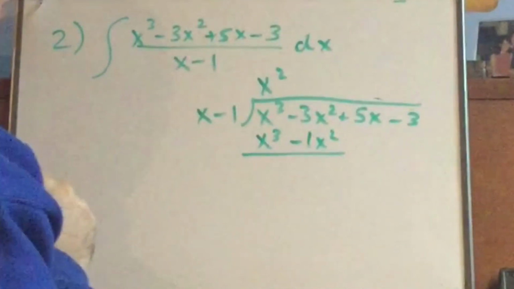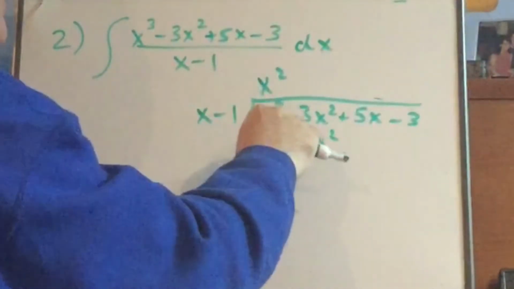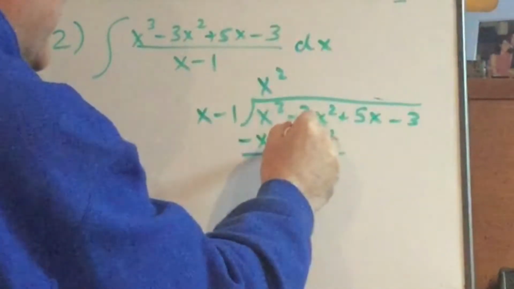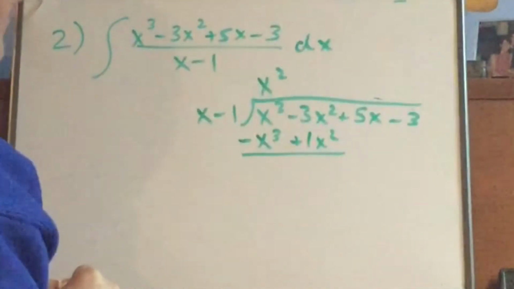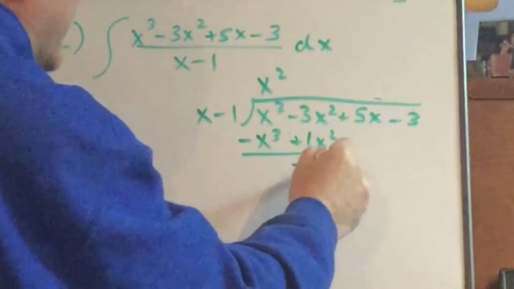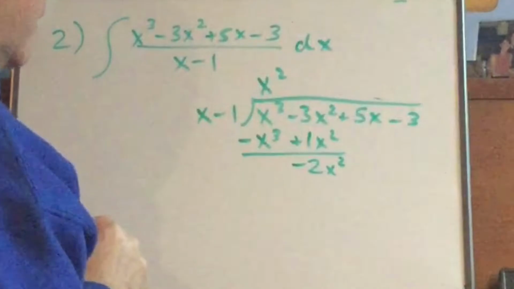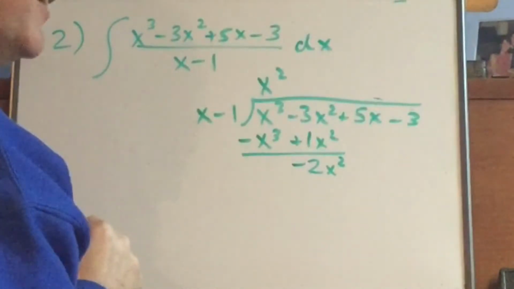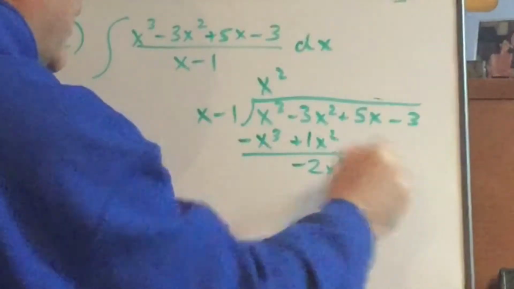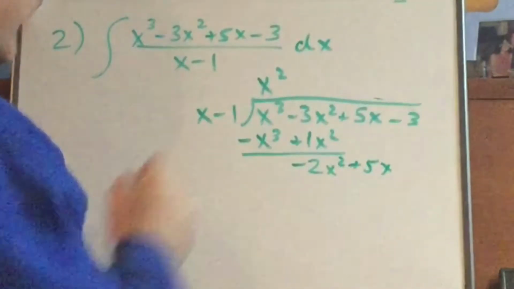But again, when I'm doing long division, I want to subtract the lower polynomial from the upper polynomial. So this becomes minus, this becomes plus. We just switch the signs because we're distributing a subtraction sign. And we get negative 2x squared. Just as I do in long division with numbers, I bring down the next term, which is 5x. And I repeat the process again.